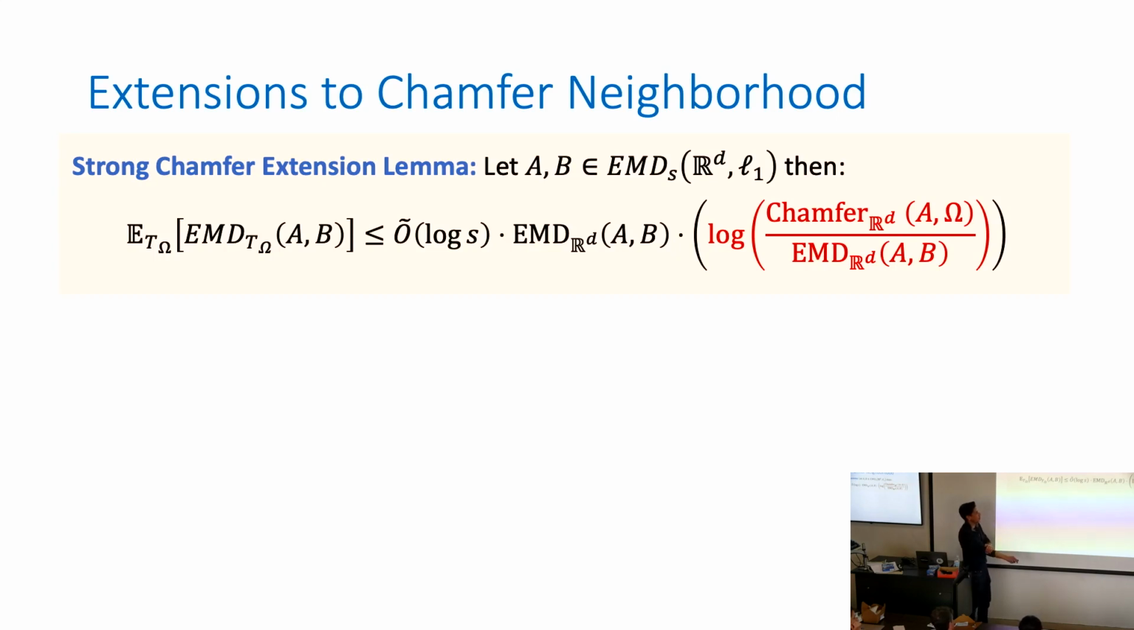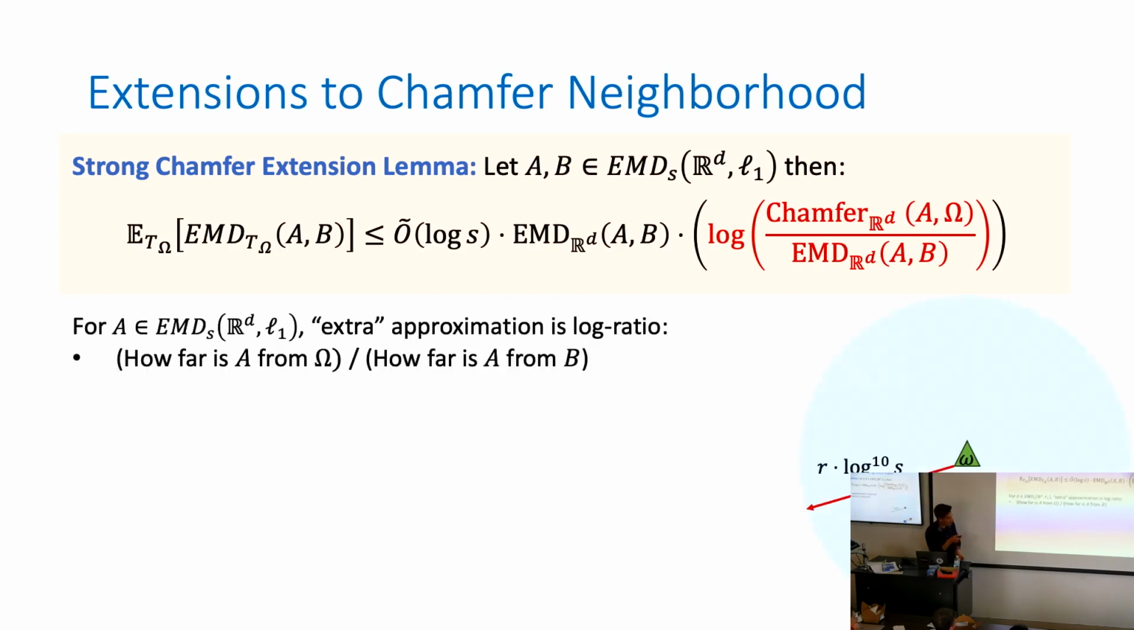So what is this extra approximation term? Well, it's a function of how far away A is from the sample omega. It is the log of the chamfer distance from A to omega divided by the earth mover distance from A to B. What this is saying is that its extra approximation factor is the log of the ratio of how far it is from the sample divided by how far it is from B. So if it's not too much further from the sample than it is from B, if it's only, let's say, polylog S further, then because this ratio is sitting in a log, I'll only get a log S blow up in the approximation.